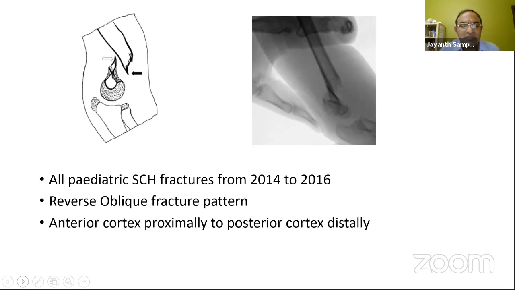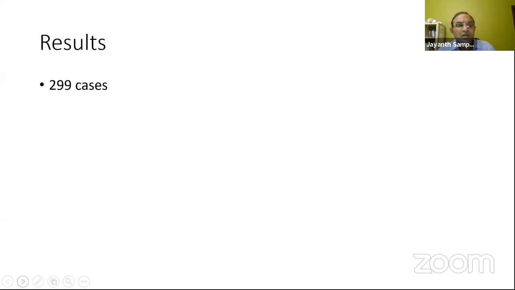So that's what I've described: anterior cortex proximal to posterior cortex distal. And they included all extension type 3 and 4 fracture patterns. And the type 4 fracture pattern, as you know, is an intraoperative distinction that you make. It's not obvious on the pre-op radiograph, but when you try to reduce it, it's very unstable, and that's a type 4 Gartland fracture. So they had 299 patients with supracondylar fractures. This is all supracondylar fractures that they managed over the 3 study years.